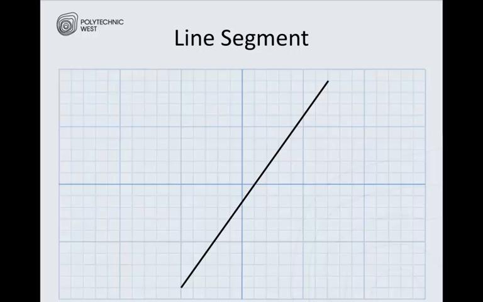A line segment is a small part of a straight line. Here's a straight line. It starts at a point, I'll call it point A, and give that coordinates xa and ya. And it ends at a point, I call it point B, and give it coordinates xb and yb.